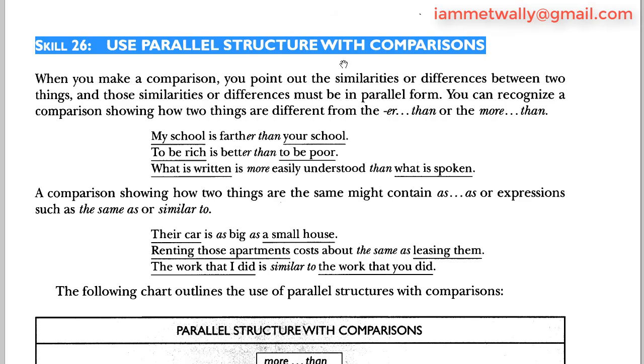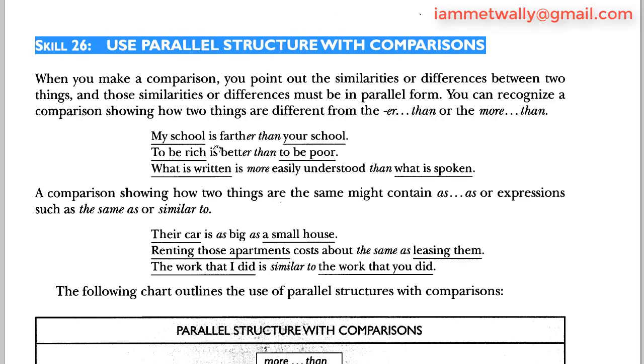Use parallel structure with comparisons. When you make a comparison, you point out the similarities or differences between two things. And those similarities or differences must be in parallel form. You can recognize a comparison showing how two things are different from the words "than" or "the more than."